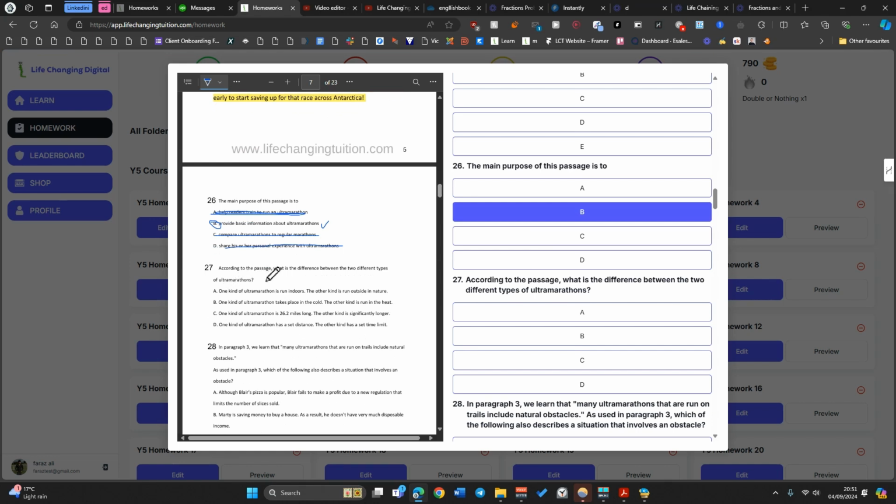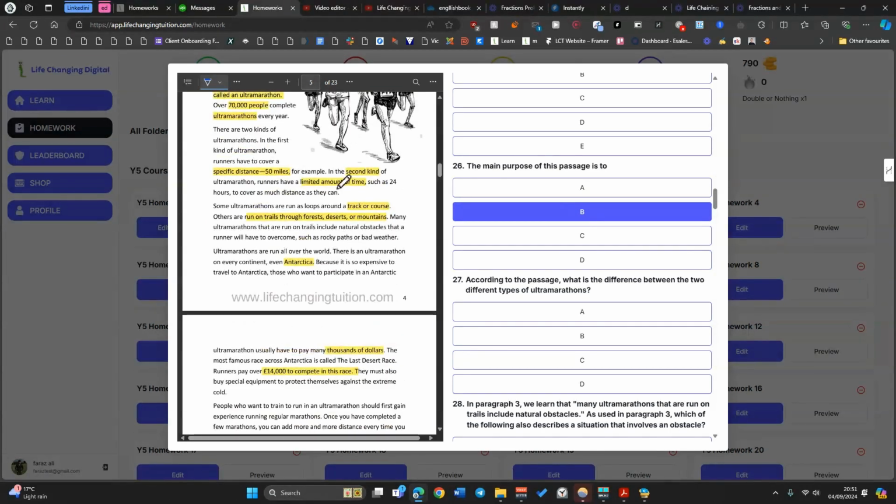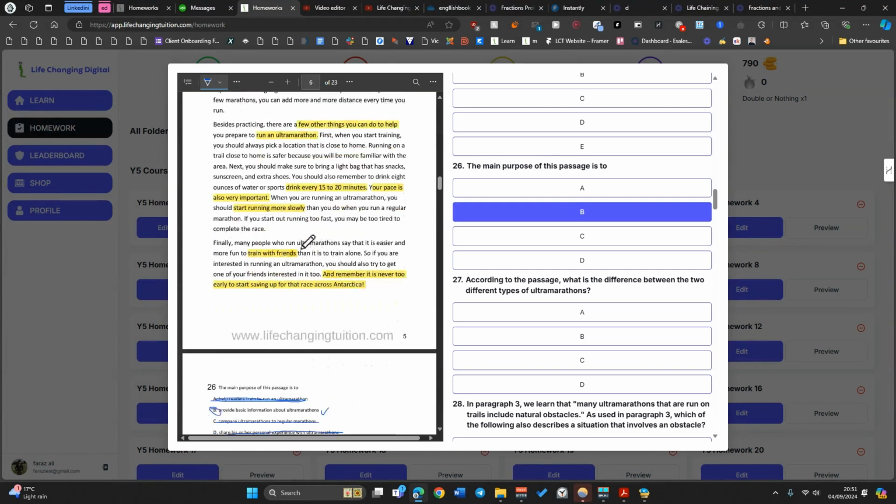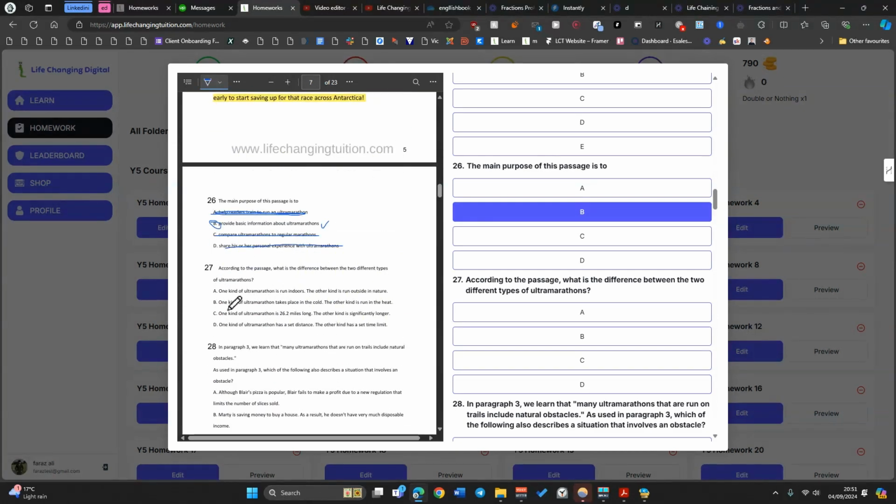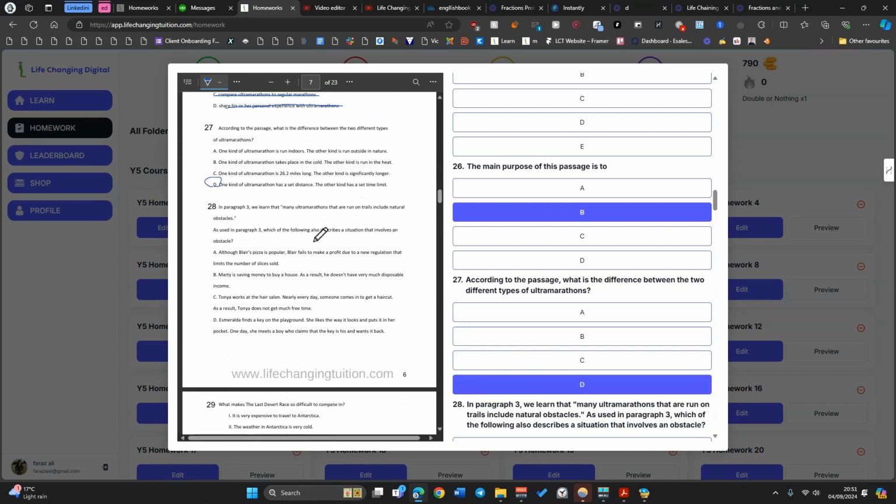Question 27. According to the passage, what is the difference between the two different types of ultramarathons? So we already covered this. There is one which is a limited amount of time marathon and one that is a specific distance marathon. So one is a set distance and one has a time limit, which is option D.